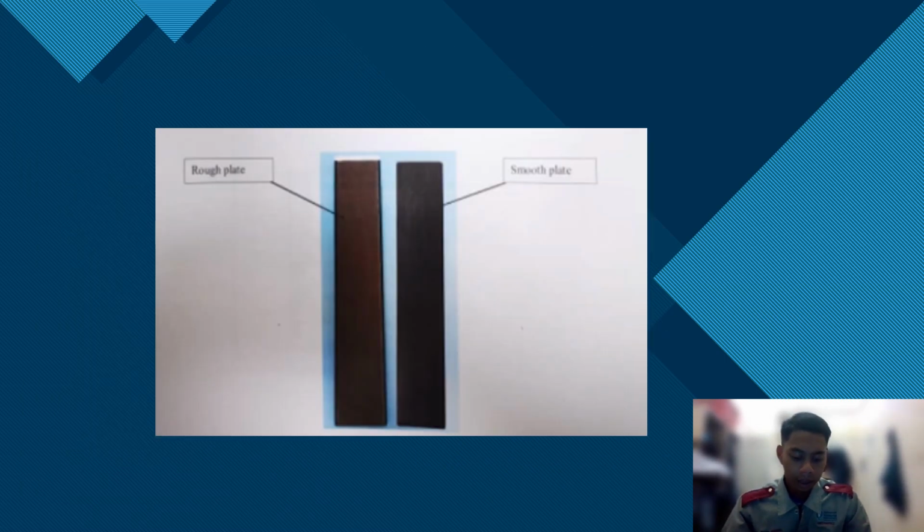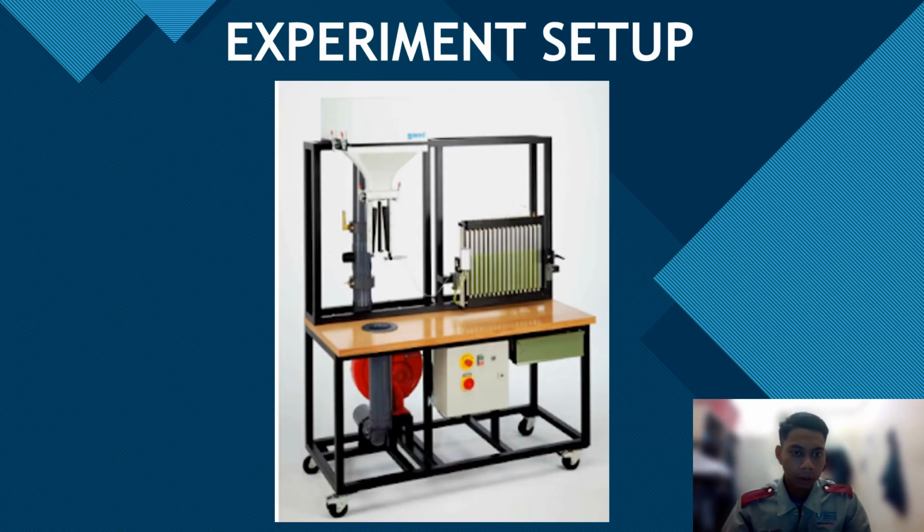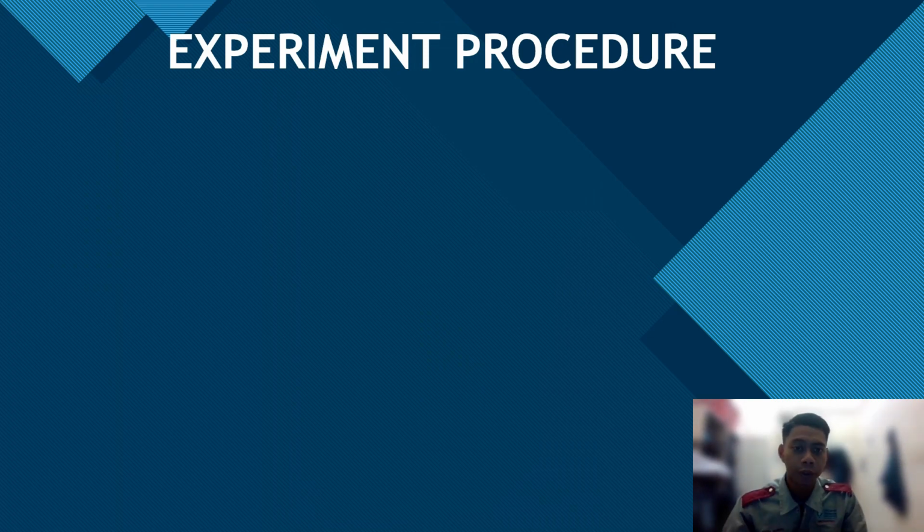Next, this is the flow over flat plate. In this experiment, we use the groove plate and the smooth plate as the material. As you can see in the picture, these are different plates. Next is the experiment setup. As you can see, this picture is the boundary layer experiment setup. The last part is the experiment procedure.